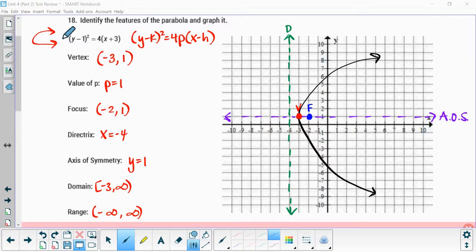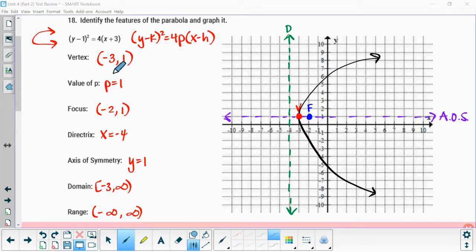Now I'm just going to start identifying different features. First thing I always do is look for my vertex. My vertex is (h, k), so in our case, h is -3, k is +1, so my vertex should be at -3, 1. And my value of p, if I take 4p and set it equal to 4, I'm going to get p equals 1.